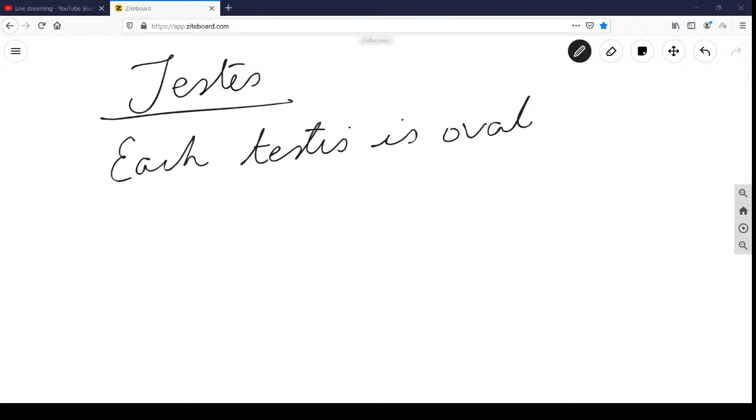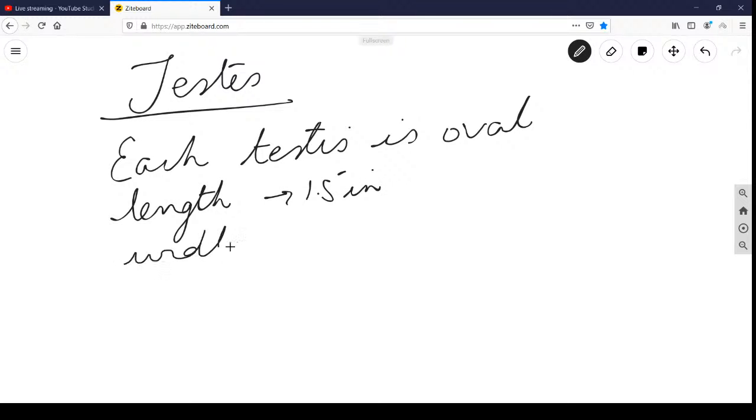It has a length of about 1.5 inches and a width of about an inch, okay? That is, you can say, the dimensions of a testis.